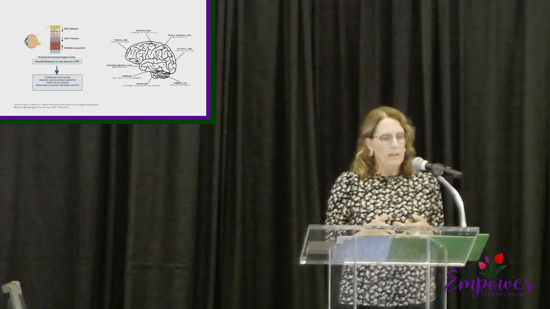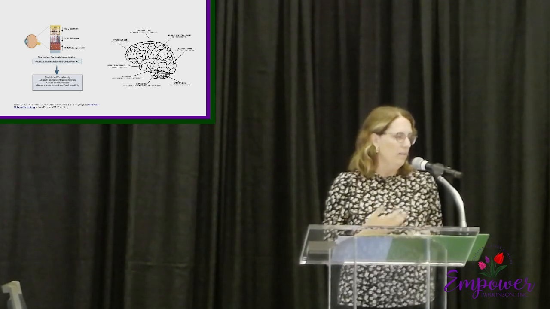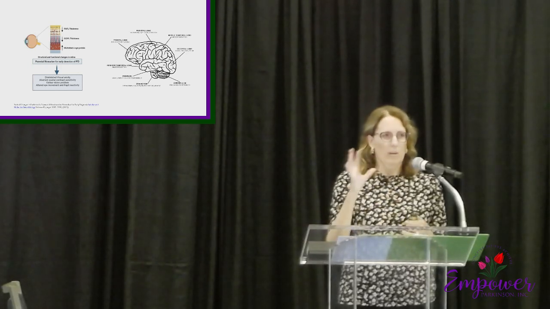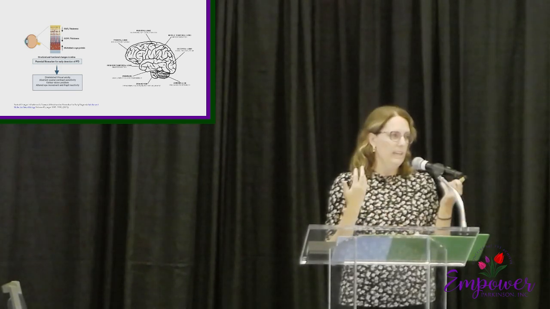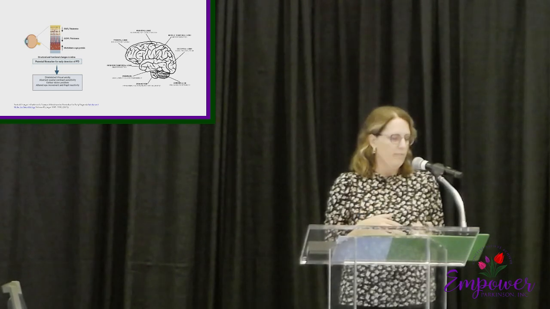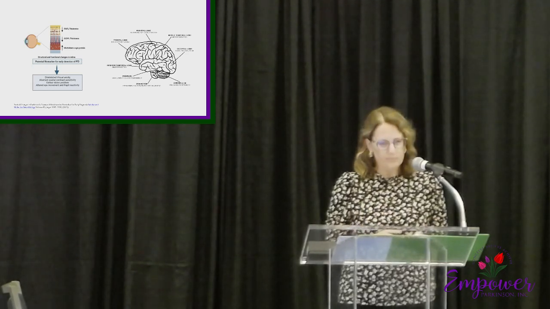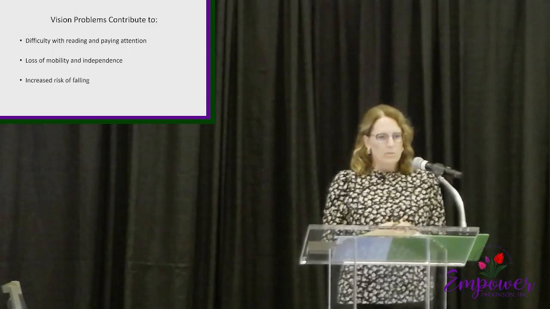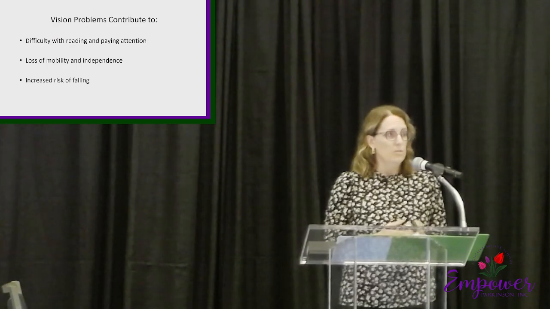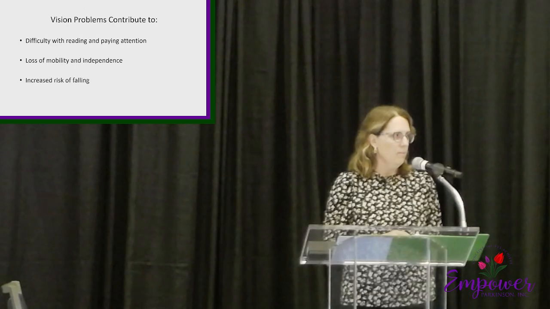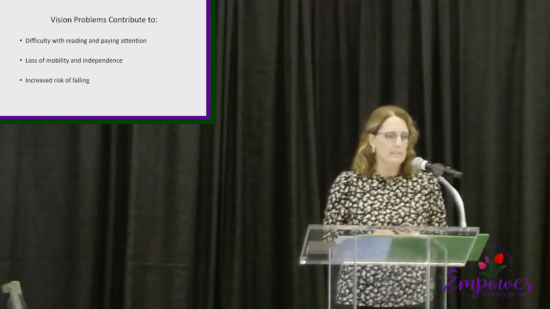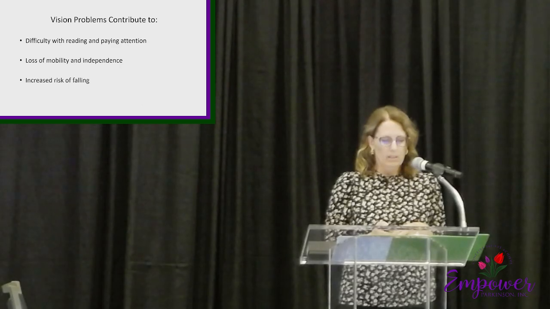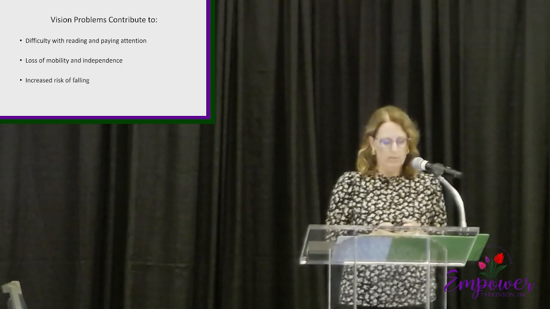And then when you look at the brain, there's not only one area in the brain that processes our vision. It's spread throughout the brain, and there are several areas involved that all need to work together in order for us to see and to use our visual information. So if any of those areas are affected, you can have a visual difficulty arise. Just to mention again, vision problems can contribute to difficulty with reading, paying attention, some loss of mobility, which leads to some loss of independence. Vision also contributes to an increased risk of falling.